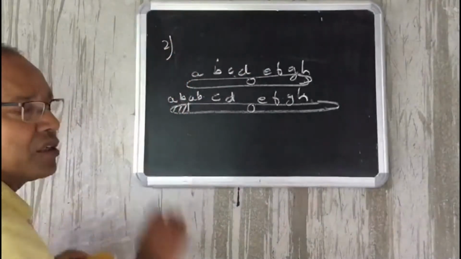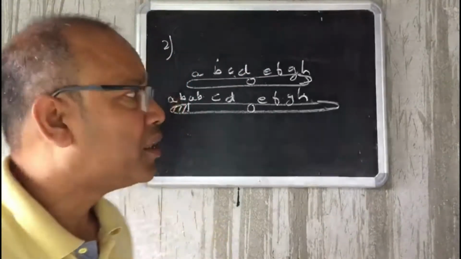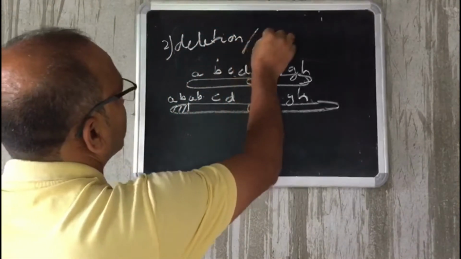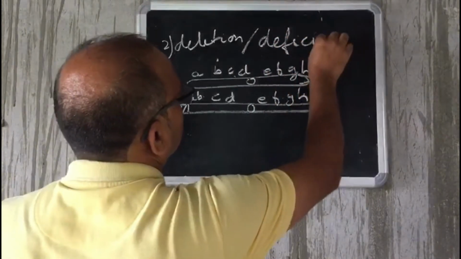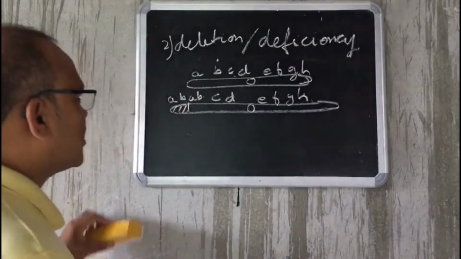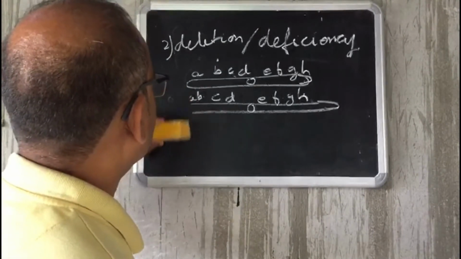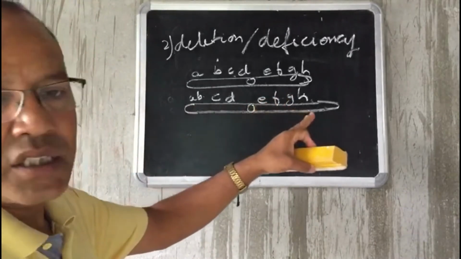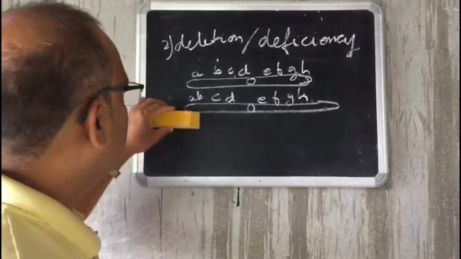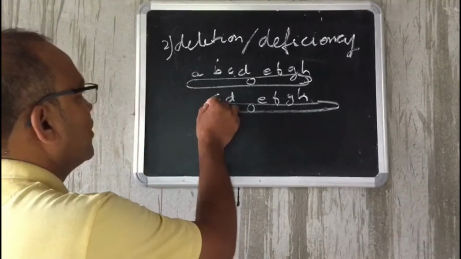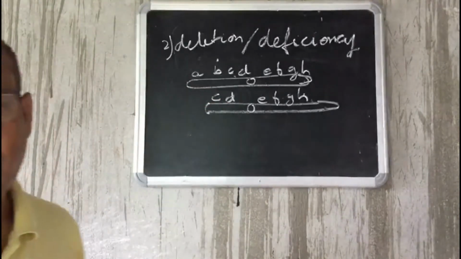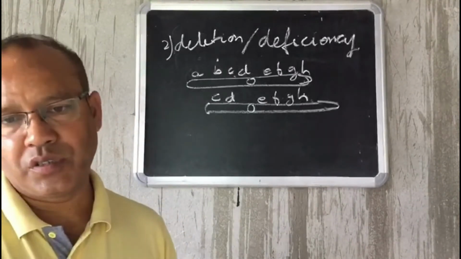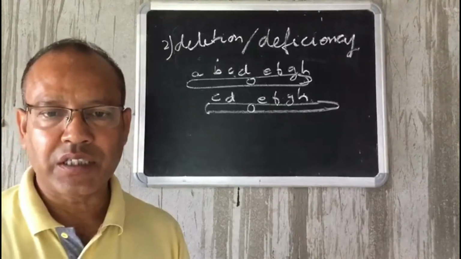The second case is called deletion or deficiency. Now let's take the same gene sequence A, B, C, D, E, F, G, H, and after deletion, what happens? Let's say again AB is removed. This is called deletion. Whenever a small portion of the gene is removed from the chromosome, that is called deletion.